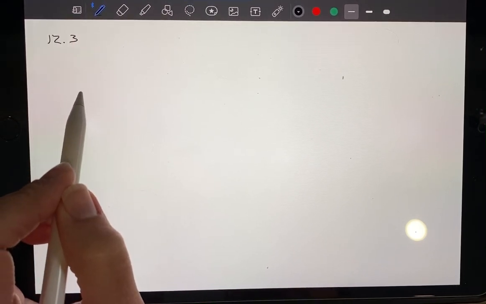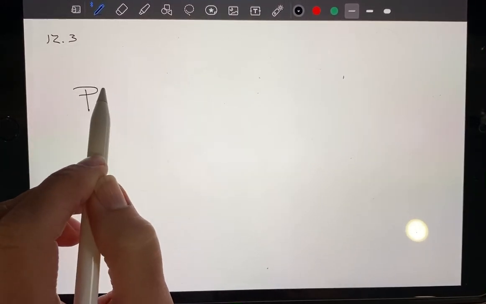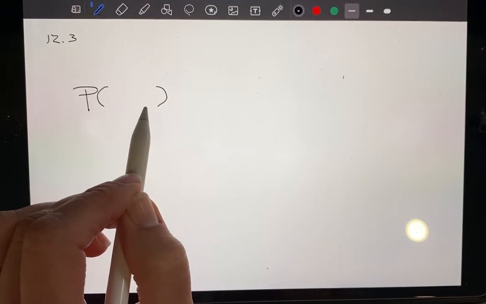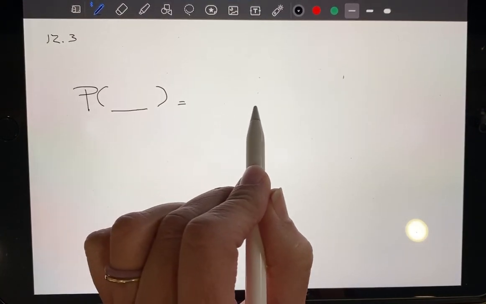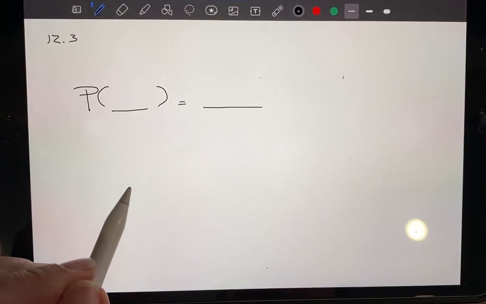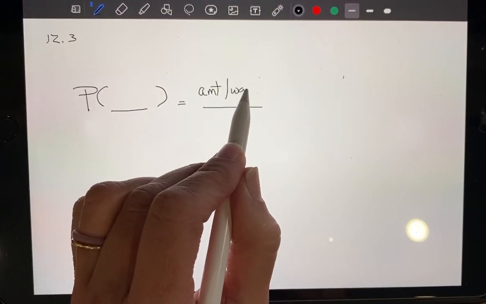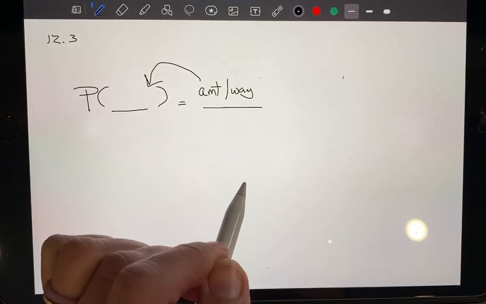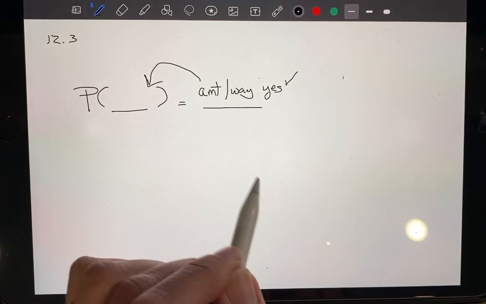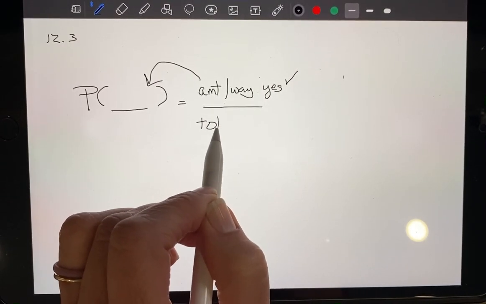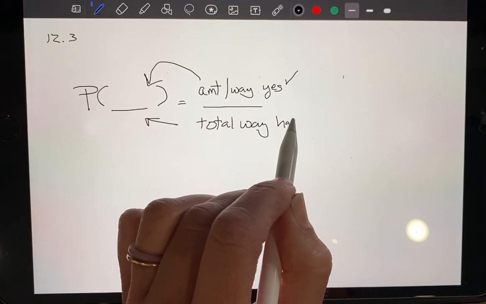The main takeaways that we need to know is a notation for probability. Probability is written with a P. There are parentheses that are written, and within it, it is giving you what you are looking for. Now, as we find probability, probability is always going to be a fraction. It's going to be an amount or the ways that we can make what we are looking for answer the question with a yes. And the bottom is going to be the total ways that this event could possibly happen.